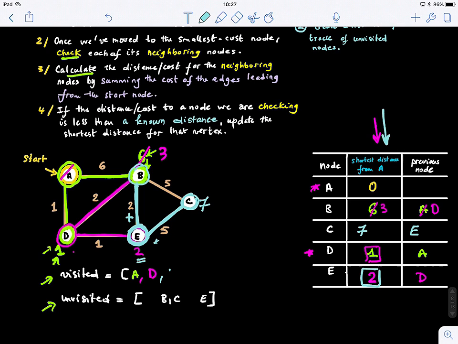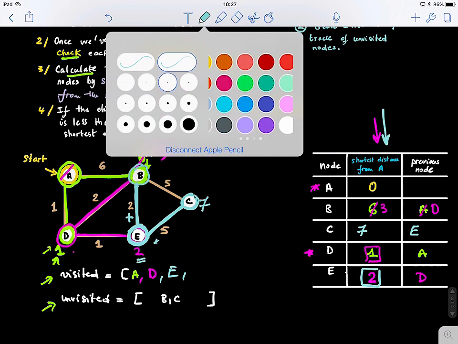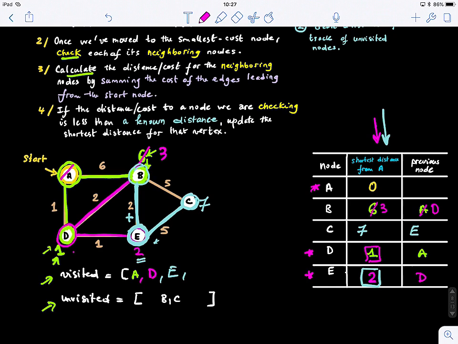And then, actually, what do I have next? Let me mark it as visited, so A, D, E is visited. So we have 2 nodes, 3 or 7, okay? So these are the ones that remain unvisited. We agree on that, so we select 3, that's smaller. This is my active node now, okay? And I want to visit the unvisited node. So I visited A, I visited D, I visited E. So the only remaining one is C, okay?